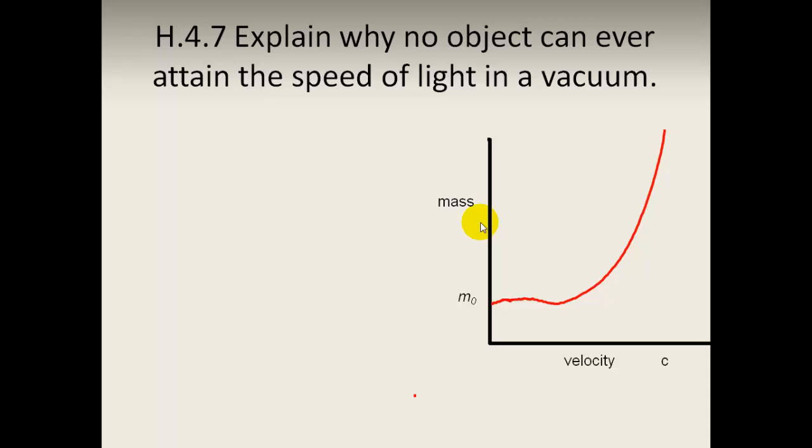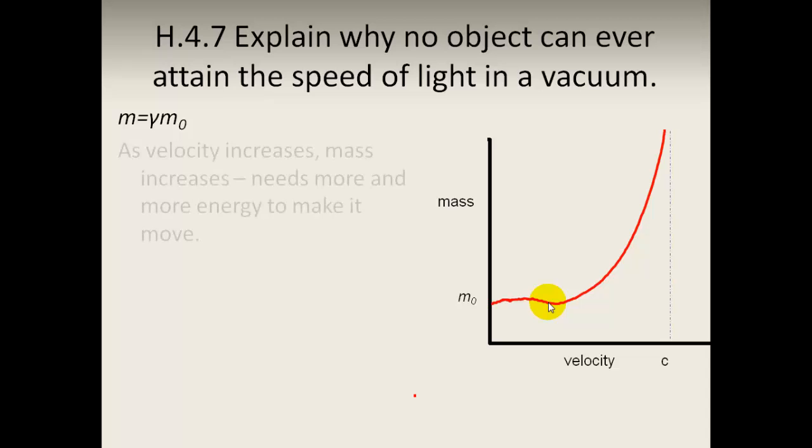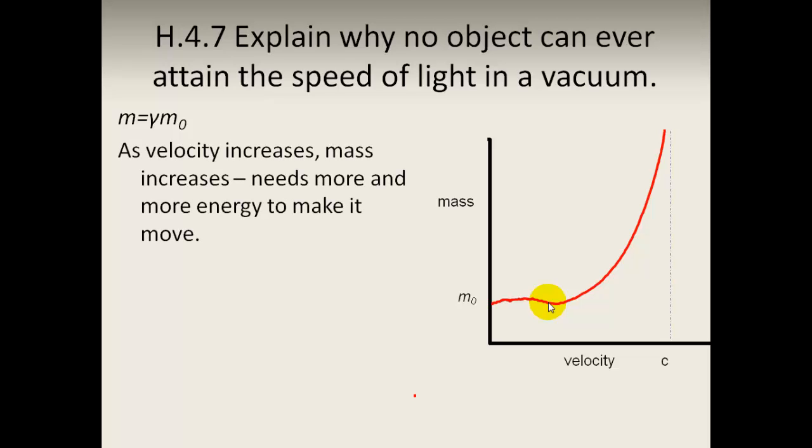Explain why no object can ever attain the speed of light in a vacuum. So this is the speed of light. This is the mass. As the velocity increases, the mass starts to increase and increase. As you approach the speed of light, the mass increases and gets towards infinity at the speed of light. So as the velocity increases, the mass increases. So it takes more and more energy to make it move faster. As the velocity tends to c, the speed of light, the mass tends to infinity. So you need an infinite amount of energy to make it accelerate.